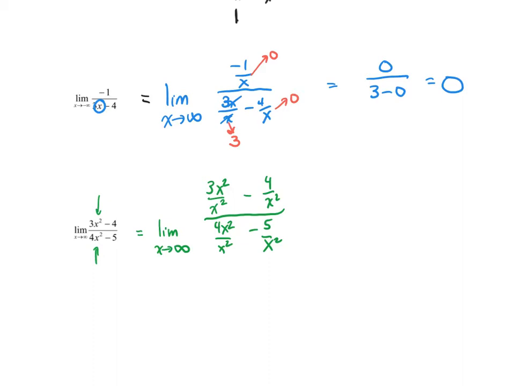Now only the things that have the x to the power on the bottom are going to go to 0. So that would go to 0, and that would go to 0. Now here the x's cancel out, so this goes to 3. Here the x's cancel out, so this goes to 4. So if I put what I have left, I have 3 minus 0 over 4 minus 0, which is 3/4.